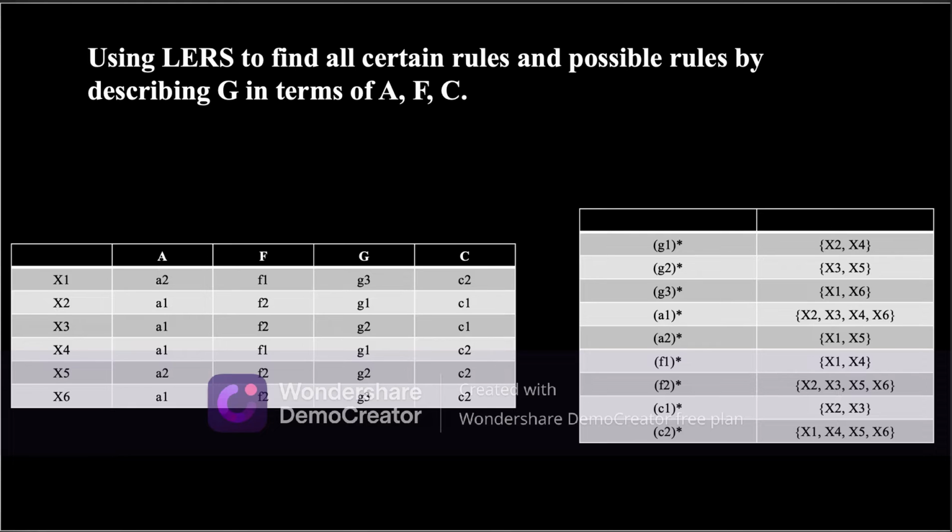X2 and X4 objects have the property G1. This is represented as shown in the table on the right hand side. G1 star is equal to set of objects X2 and X4. Similarly, we write the same for other properties.